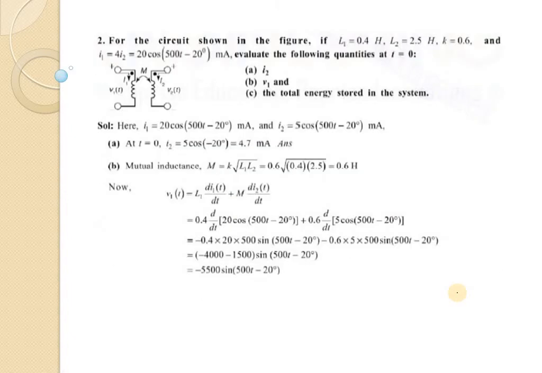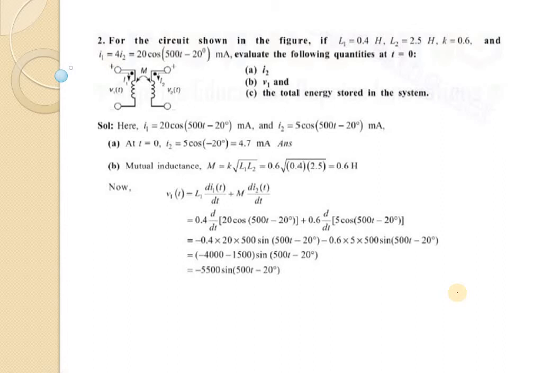Now let us consider another problem. For the circuit shown in the figure, L1 equals 0.4 Henry, L2 equals 2.5 Henry, K equals 0.6 and I1 equals 4I2, that is equal to 20 cos(500t minus 20 degrees) milliampere. Evaluate the following quantities at t equals 0. We have to calculate I2, next the value of V1, and the total energy stored in the system.